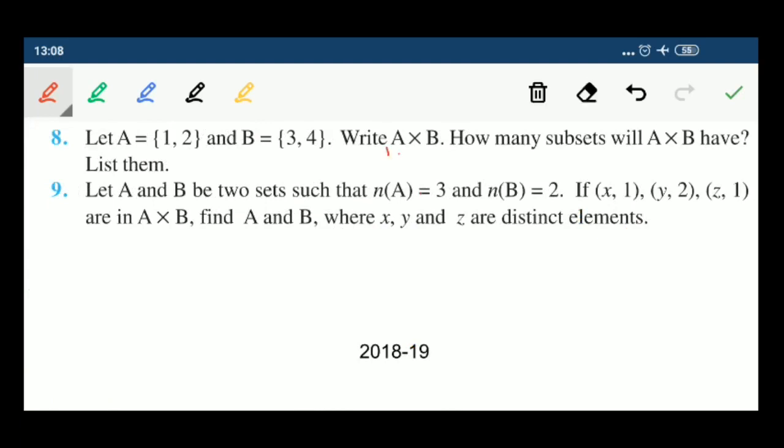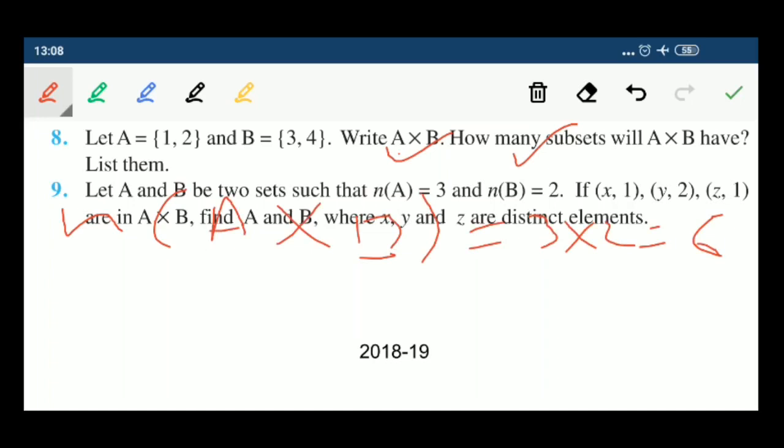See the solution of question number 9. Already they have given the number of elements in A as 3 and the number of elements in B as 2. So the number of elements of A cross B is equal to 3 multiplied by 2, which is equal to 6. Out of these 6, 3 elements they have already given. What are they? x1, y2 and z1.